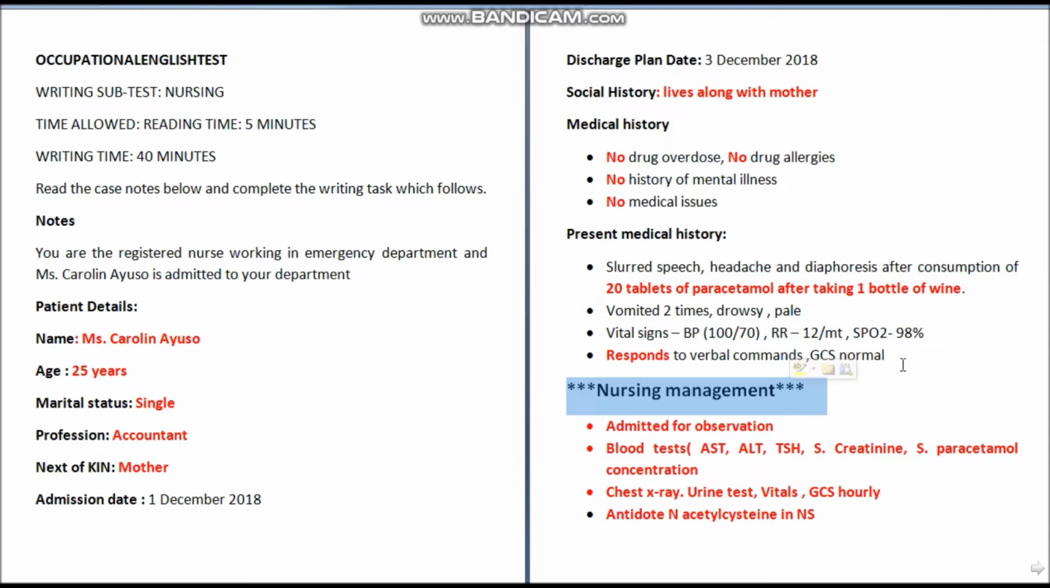So what was the focus of your nursing management? Your nursing management: admission for observation, and you were supposed to do the blood tests. You did these blood tests, and you were supposed to do the chest x-ray, urine test, vitals and the GCS orally. These were basically your duties, and you were supposed to observe the vitals and the GCS every hour. And the antidote N-acetylcysteine and normal saline were started. This was also included in the nursing management or nursing duty. So this is the main focus.